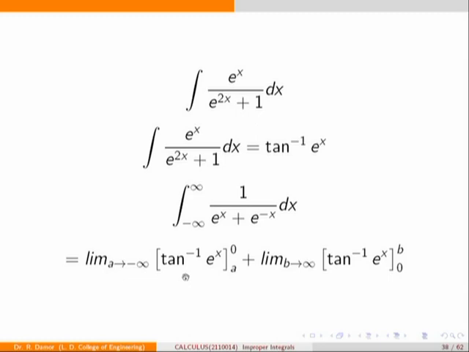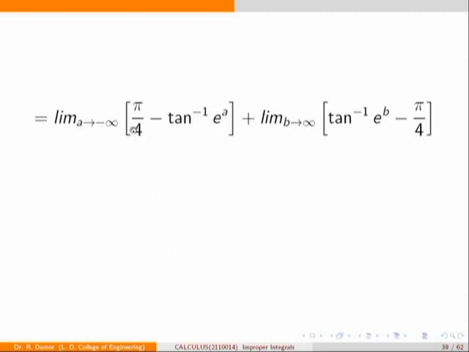Okay, so you can put down this limit. Limit a tends to minus infinity, tan inverse 1, pi by 4, minus tan inverse of e raised to a, plus limit b tends to infinity, tan inverse e raised to b as it is minus pi by 4. Now see this, a tends to minus infinity, and pi by 4 is a fixed value. Now a tends to minus infinity, then e raised to a tends to 0. And same thing, limit b tends to infinity, tan inverse e raised to b.